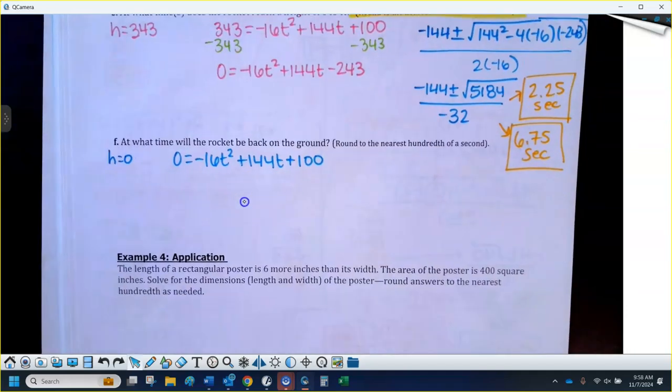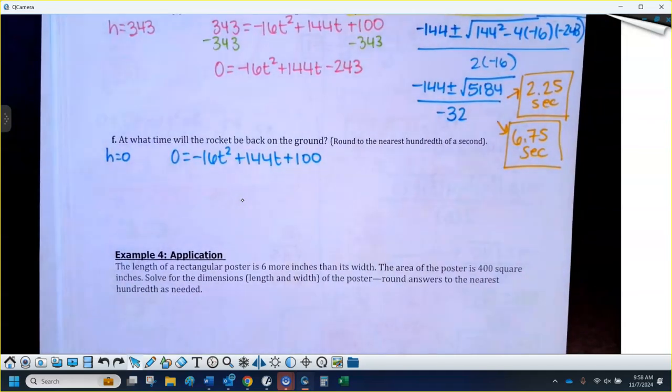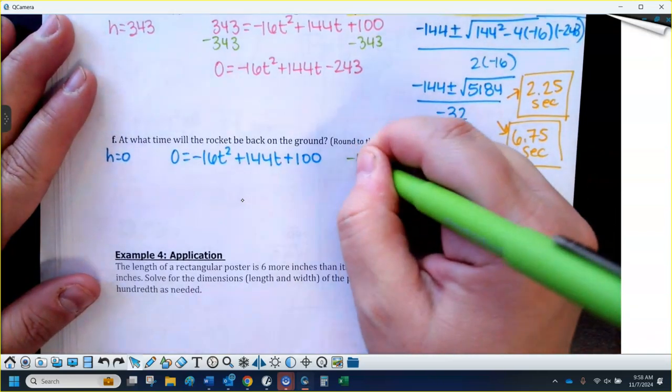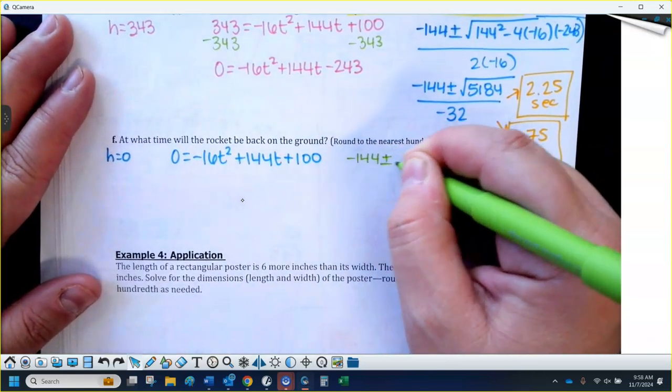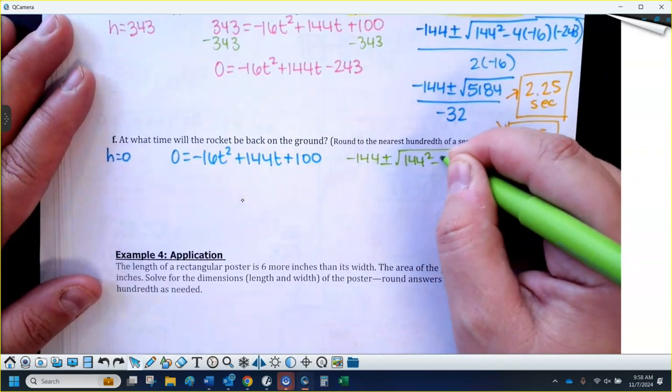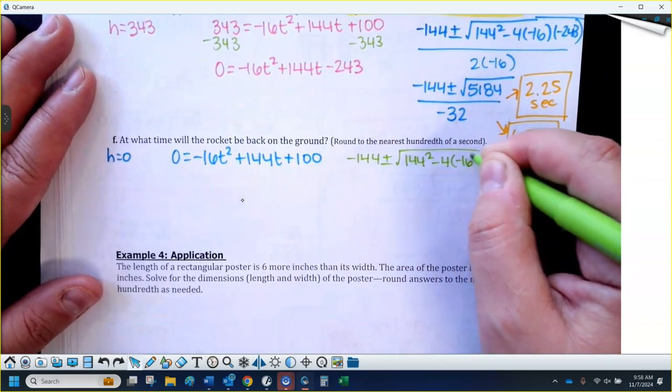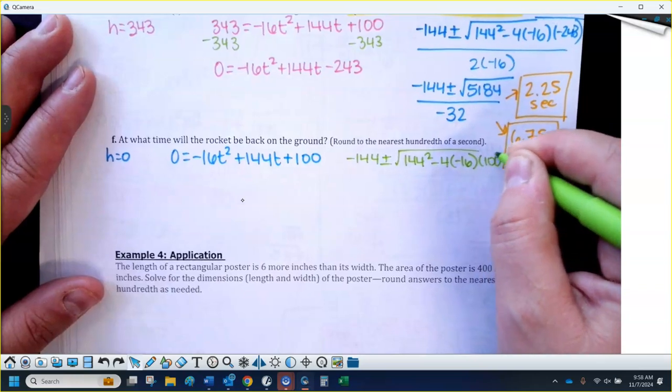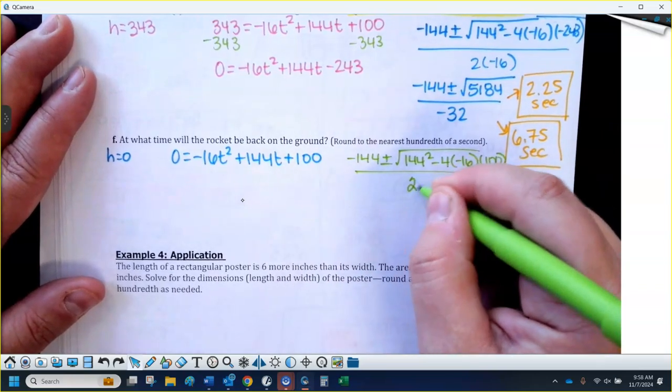I'm just going to go ahead and use the numbers in the problem. Like I said, if you want to reduce those, you totally can, but you don't have to because we'll get the same answer. All right, so I'm going to do opposite of b, negative 144, plus or minus the square root of 144 squared minus 4, part of the formula. A value 16, C value is 100. All over 2A.